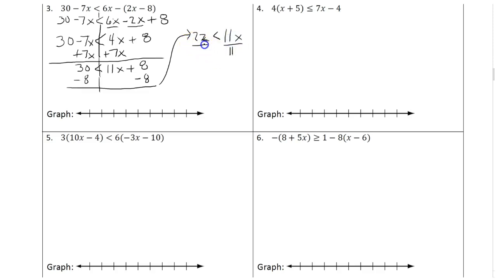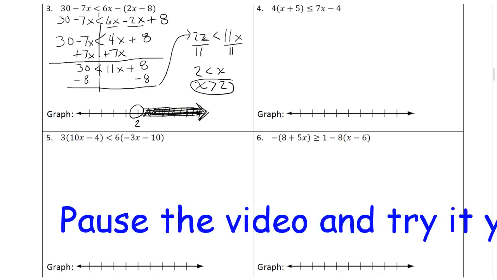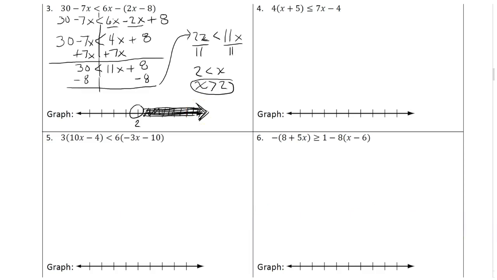Divide both sides by a positive 11, giving us 2 is less than x. This can also be written as x is greater than 2. Graph it by putting a hollow circle at 2 and draw the arrow to the right since the mouth of the symbol is towards the variable. Now pause the video and try example 4 yourself. Now that you have tried it, check your work.